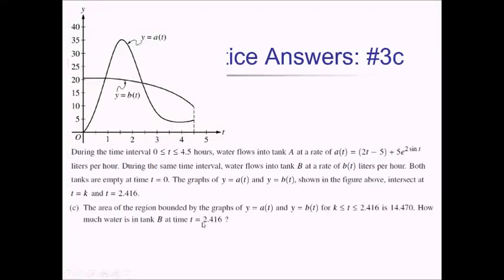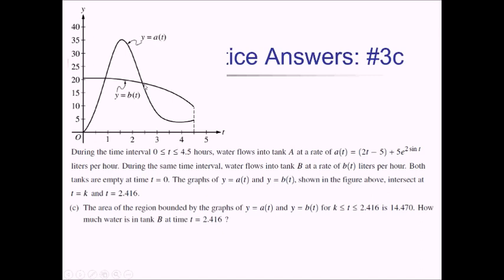For this part of the problem, they're telling us that the area of the region bounded by a of t and b of t between k and 2.416, so basically this area right here, is 14.470. Might be helpful to know. Based on that, how much water is in the tank B at time 2.416?